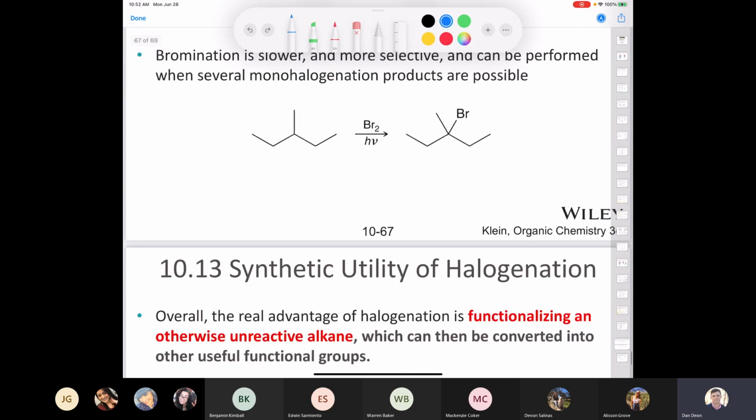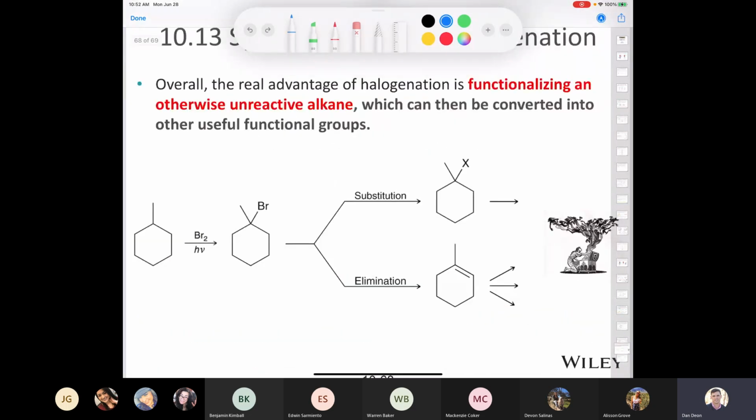And so the real advantage of halogenation is functionalizing an unreactive alkane, right? You start with something that has no functional groups, right? An alkane is not a functional group. And now you convert it into an alkyl halide, and now you can do stuff, right? You can do a substitution or an elimination.